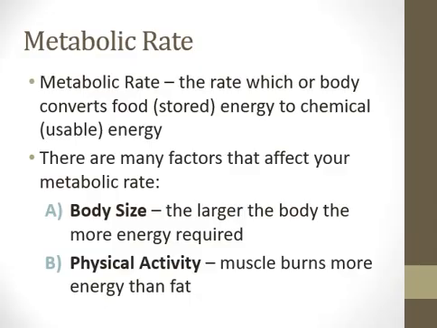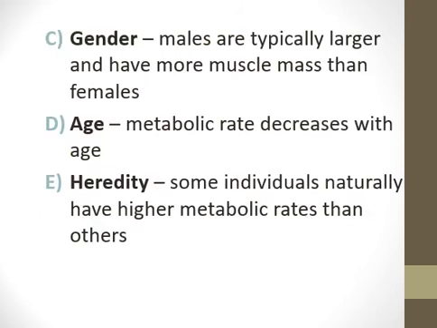Your metabolic rate is how fast you take that glucose and turn it into usable energy. Body size is going to affect metabolic rate. Physical activity: a person that's more physically active is going to burn food or energy at a faster rate. Gender: males typically have more muscle mass, so they have a higher metabolic rate. Age: as you get older, your metabolic rate decreases. And then heredity. Some people just have genetics that allow them to eat whatever they want, and it goes right through them because they have a very fast metabolism.